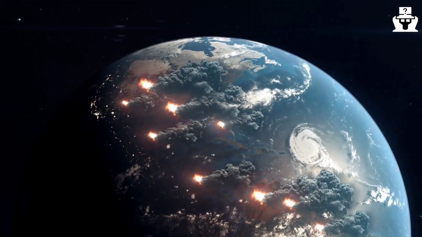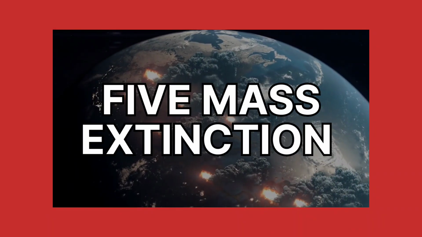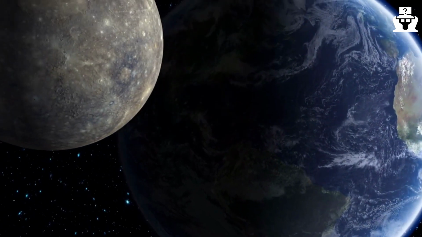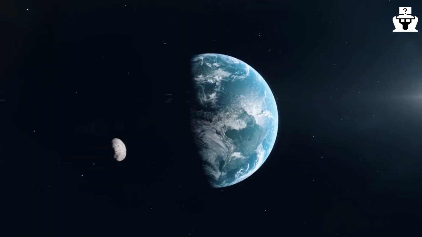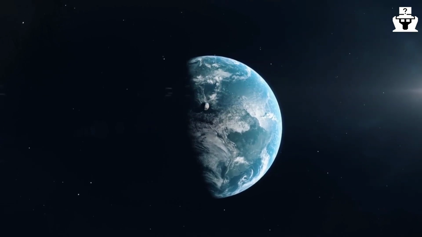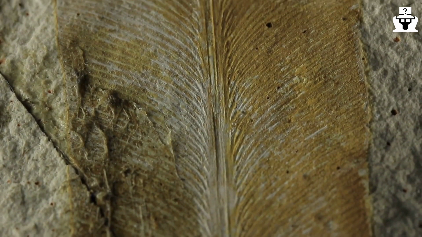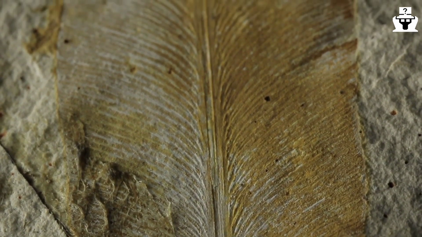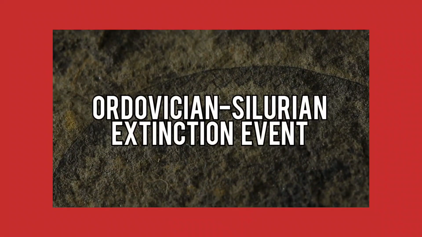In this video we are going to share the interesting facts about the 5 mass extinctions that have occurred throughout Earth's history. The topic of mass extinctions can be a bit daunting, but understanding them is important as they have played a significant role in shaping the course of evolution on our planet. In this video, we will be discussing the 5 major mass extinctions, what caused them, and their impact on the Earth's biosphere. First mass extinction is the Ordovician-Silurian extinction event.